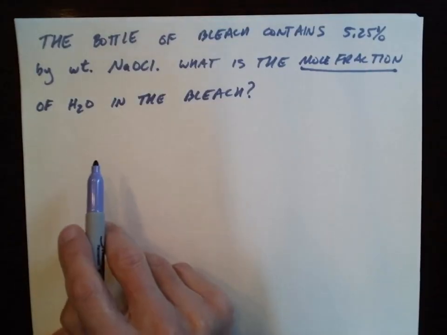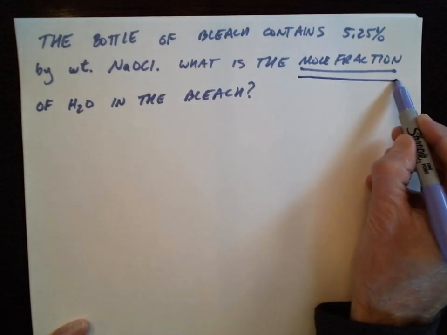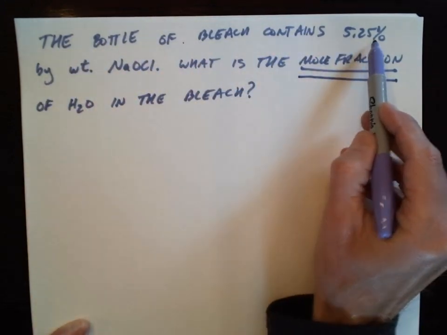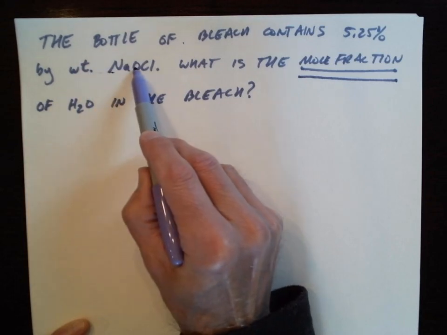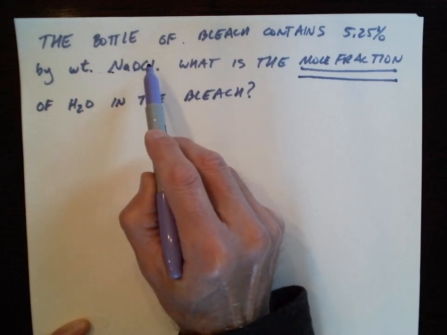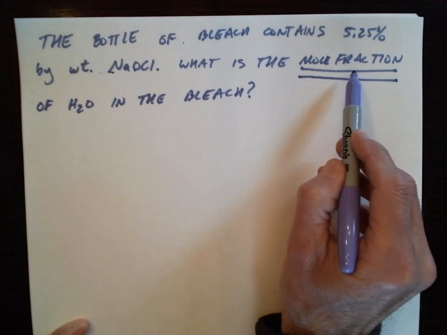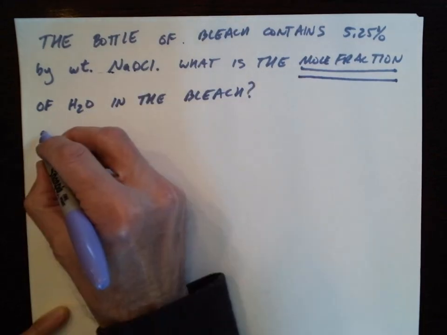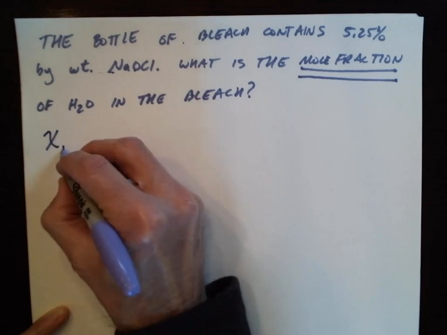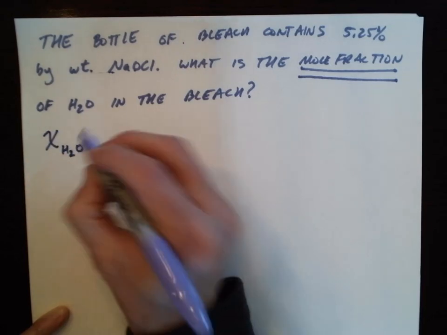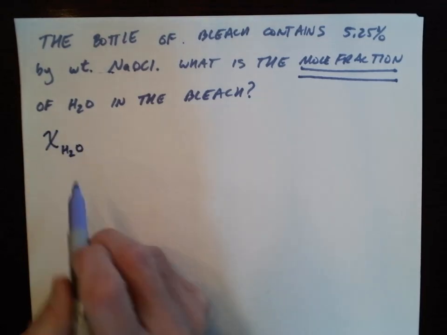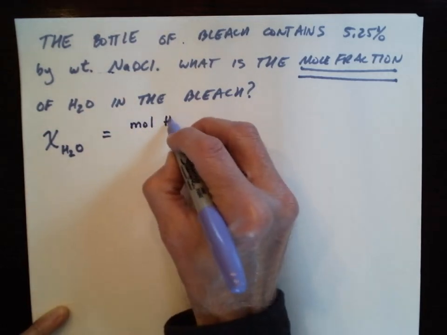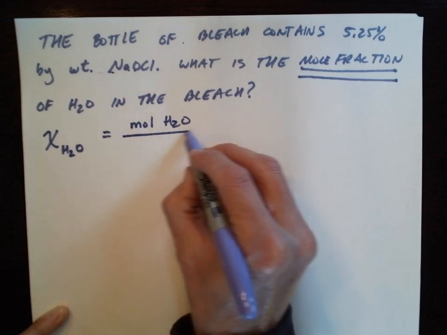Okay, now we're going to do a problem that deals with mole fraction. We're going to take our same bottle of bleach that contains 5.25% by weight sodium hypochlorite, and ask ourselves, given this, what is the mole fraction of water in the bleach? Let's remind ourselves what mole fraction is. In this case, we want the mole fraction of water, and that's going to be the moles of water divided by the total moles in the solution.